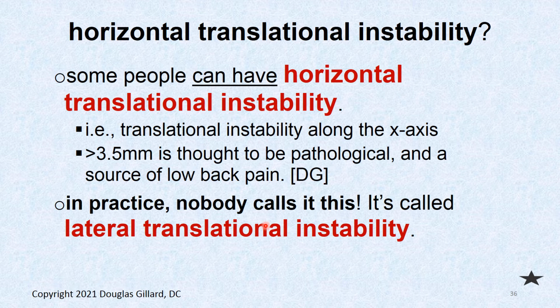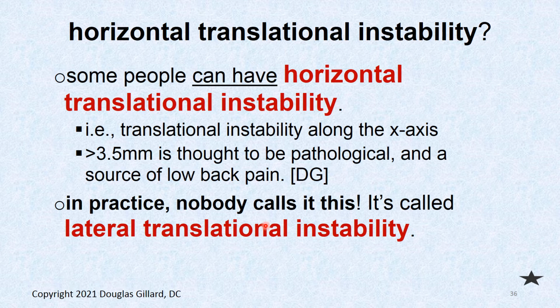All right. Is there a horizontal translational instability? Well, we definitely know there's a sagittal translational instability. That's a spondylolisthesis. And there is also a horizontal translational instability in spinal disorders as well. So yeah, people can have a horizontal translational instability. Doesn't occur as often. In people with scoliosis, it occurs quite often. So same deal. Anything greater than 3.5 millimeters is pathological. Could be a source of chronic back pain.